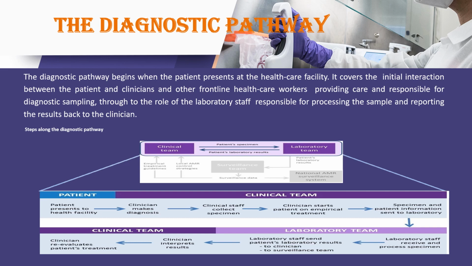As I mentioned before, the samples from the clinical team reach the lab team, and from the lab team the results are provided to the clinical team. In this chain from the patient to the clinical team, then the samples to the lab team and the results back to the clinical team, there is an interchange of data, and this data is analyzed by the surveillance team. The analyzed data is used to generate guidelines, protocols, and policies for the healthcare setting.